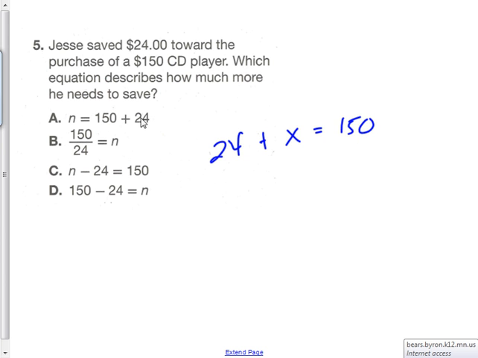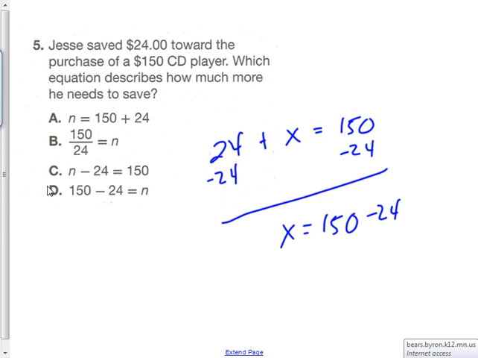As I'm looking through this, I see that I don't have this as my option. But some things that I do have here, D shows me that if I subtract 24 on both sides, I'm going to be left with X equals 150 minus 24, which is what D shows me right here. And that is actually setting it up to solve for this amount. Now, there's a lot of different ways to think about this and look at it. It's just a matter of being able to go through and figuring out which one represents this situation the best.